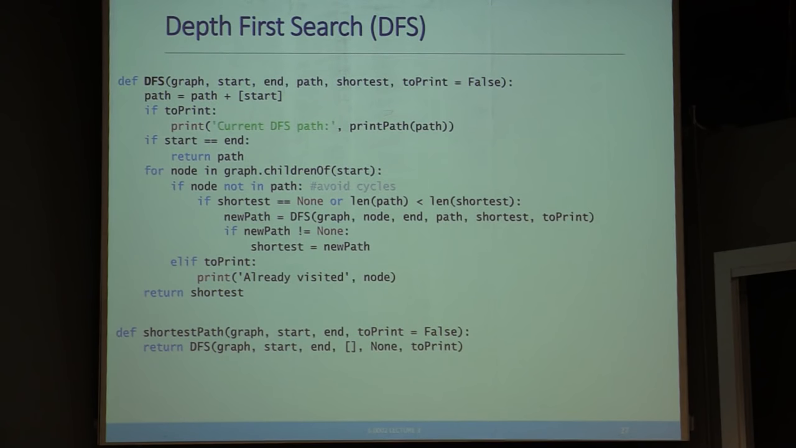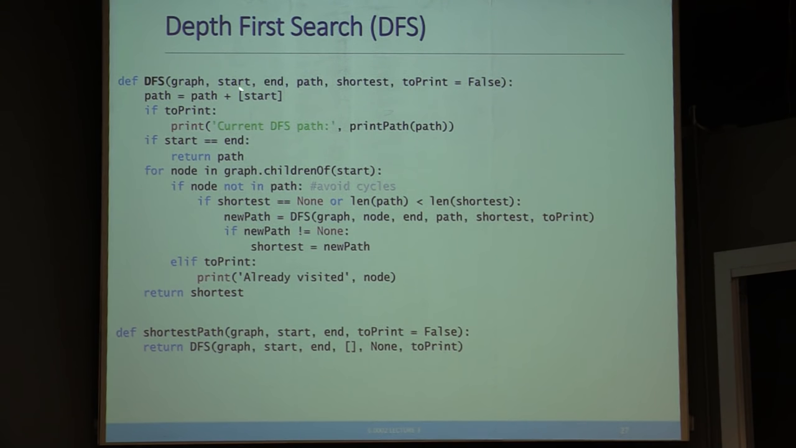Don't panic. It's not as bad as it looks. It actually just captures that idea. Ignore for the moment this down here. It's just going to set it up. Depth first search: I'm going to give it a graph, a start node, an end node, and a path that got me to that start node, which initially is just an empty list. Something that tells me the shortest path I've found so far, which would be my best solution, and then just a little flag if I want to print out things along the way.